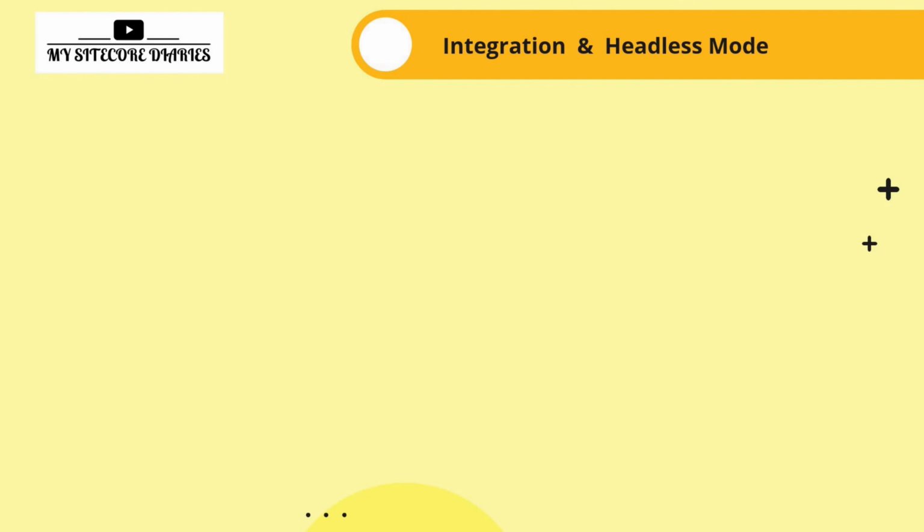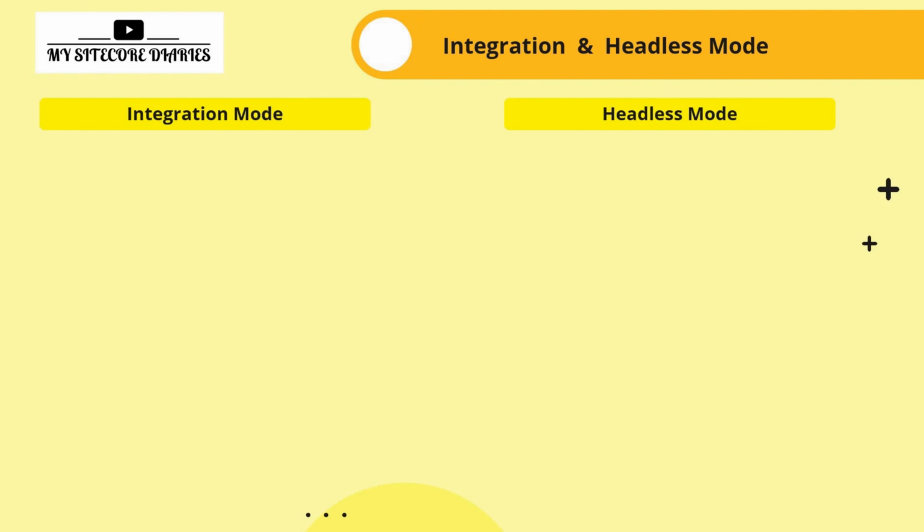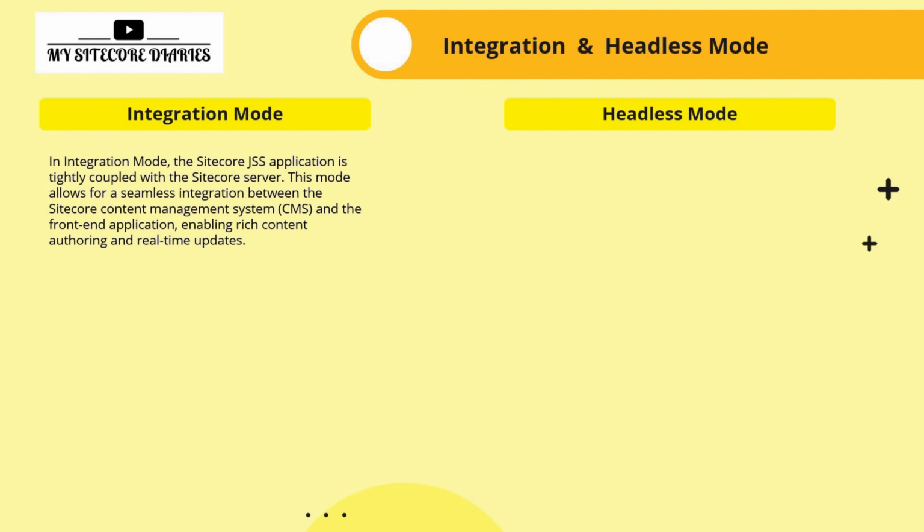Integration and headless mode. So integration mode and the headless mode. In the integration mode, the Sitecore JSS application is tightly coupled with Sitecore server. This mode allows for a seamless integration between the Sitecore content management system, that is CMS, and the front-end application, enabling the rich content authoring and real-time updates. So it is tightly coupled with Sitecore server. So what do you mean by tightly coupled with Sitecore server? Is that your code is also deployed on the Sitecore server. So your JSS code is also deployed at the Sitecore server, so JavaScript code.